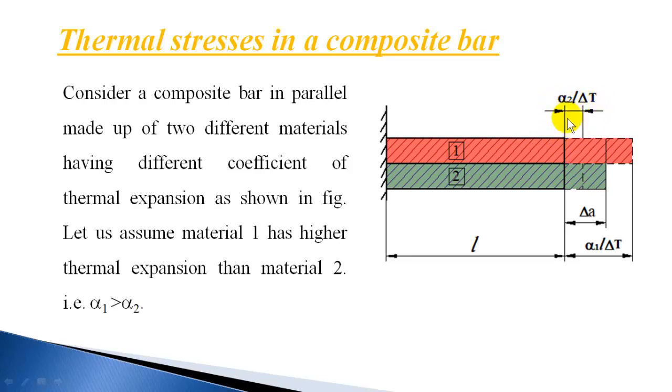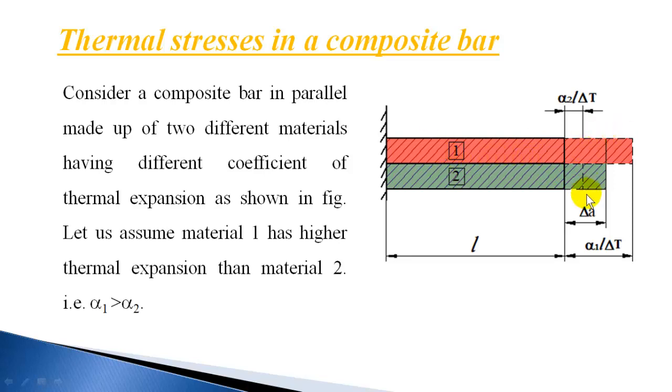Material 2 has a lower coefficient of linear expansion compared to material 1. So material 1's natural expansion due to the temperature change, alpha 1 L delta T, is greater than the expansion that would have been produced by material 2, which is only alpha 2 L delta T. So this is the expansion if they are free to expand and if they are separate bars.